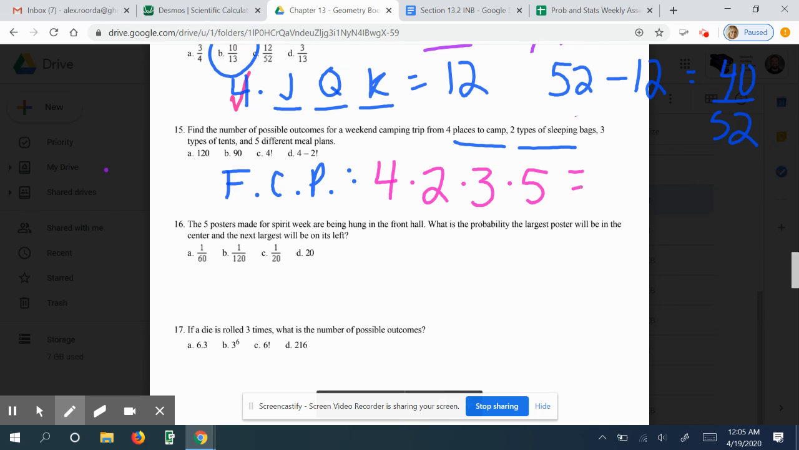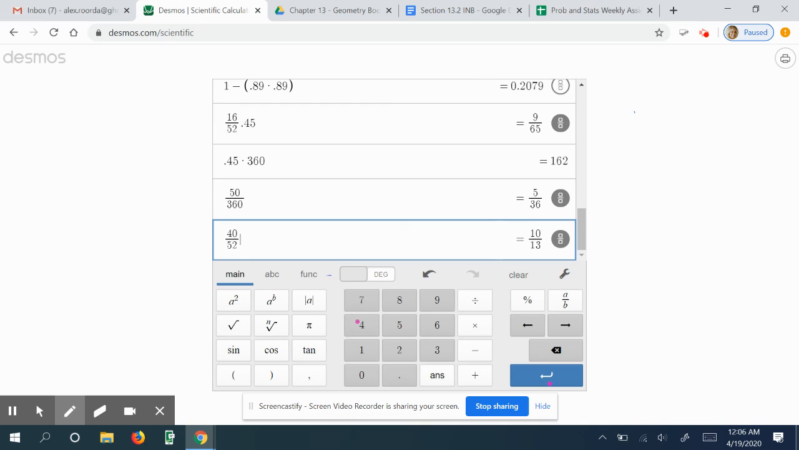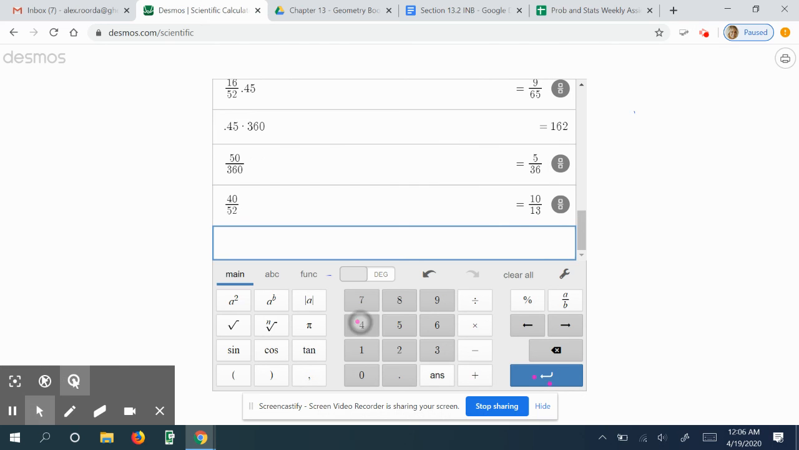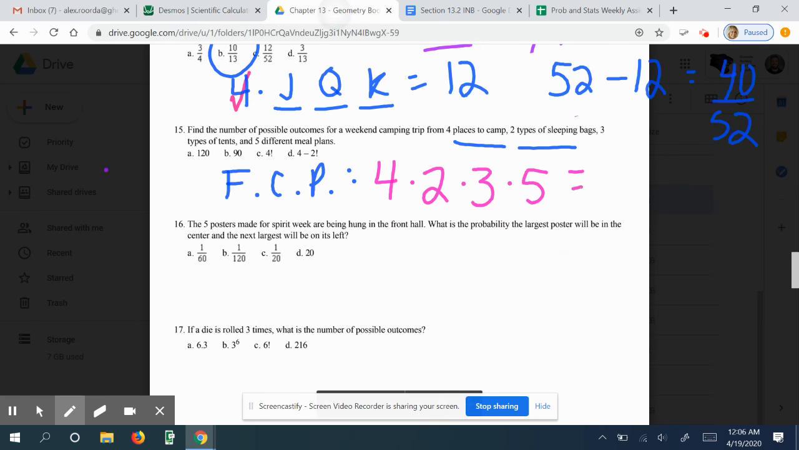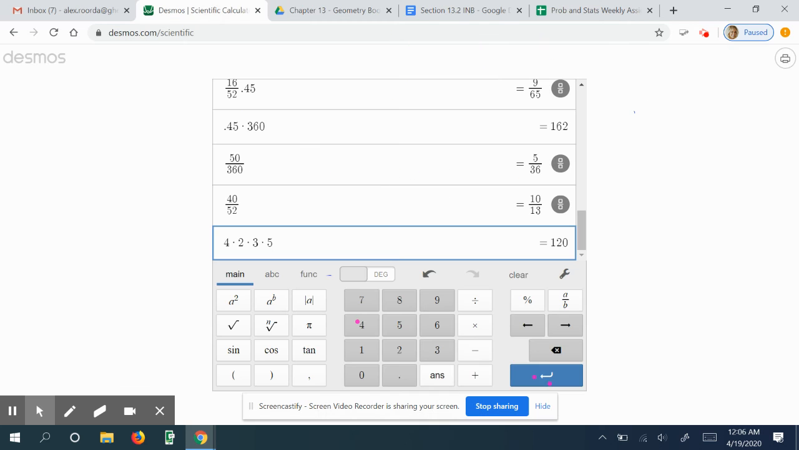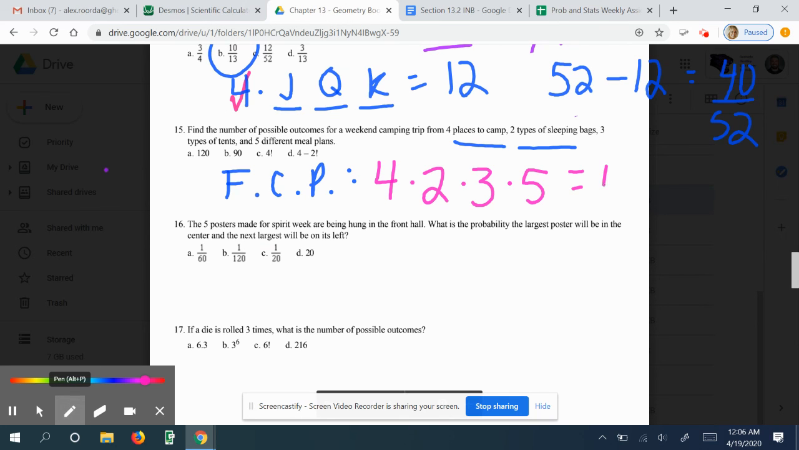Now this would be one that, unlike the turkey burger example, I can't write out easily. It would be very messy. So what we're going to do is just put it in our calculator. And we do 4 times 2 times 3 times 5. Making sure that's right, 4 times 2 times 3 times 5 is 120. Okay, so how many different possible outcomes for the weekend are there? 120 different outcomes.